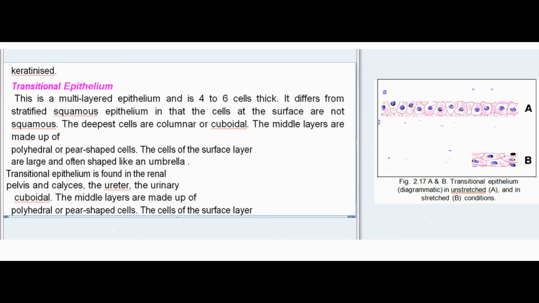Transitional epithelium is found in the renal pelvis and calyces, the ureter, the urinary bladder.